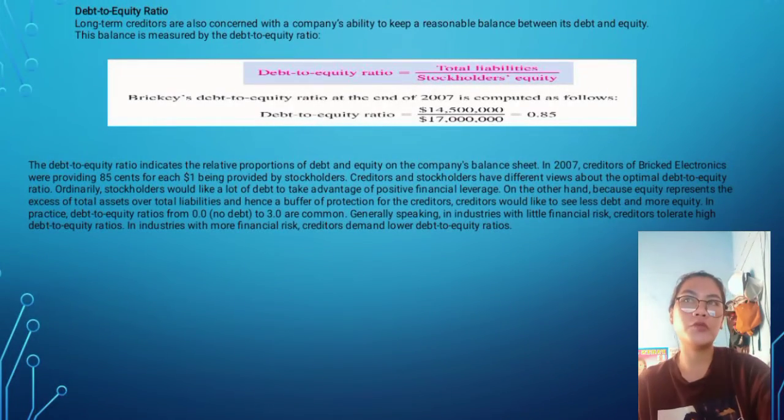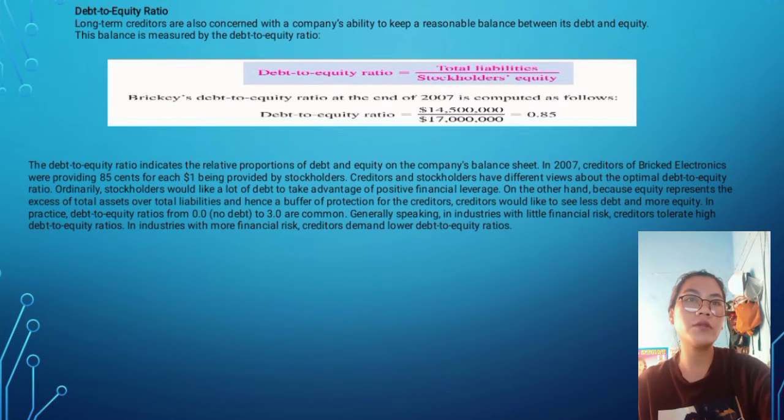Debt to equity ratio. Long-term creditors are also concerned with a company's ability to keep a reasonable balance between its debt and equity. This balance is measured by the debt to equity ratio. The debt to equity ratio indicates the relative proportion of debt and equity on the company's balance sheet. In 2007, creditors of Bricky Electronics were providing 85 cents for each $1 being provided by stockholders.